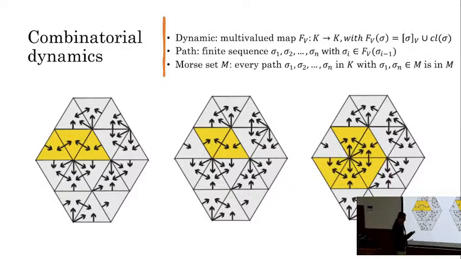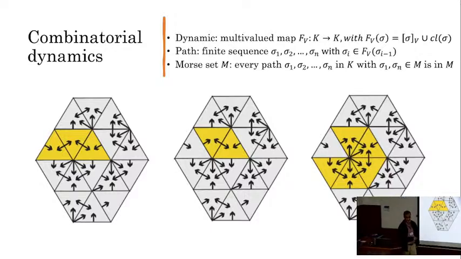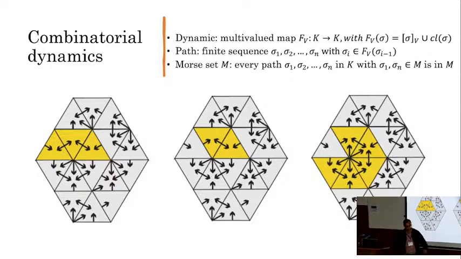And then there is this concept of Morse set. A Morse set is nothing but a collection of simplices such that if you take a path within the set whose endpoints are within the set, then the entire path has to be within the set. Then it's called a Morse set. So a Morse set means if you are remaining within the set at the endpoints, the entire path has to be. Otherwise, if you exit, you cannot come back. That's what it means.